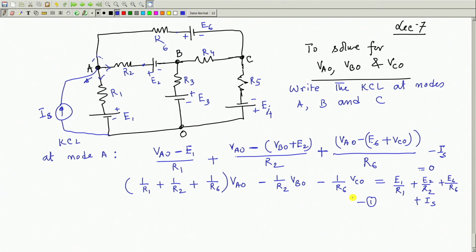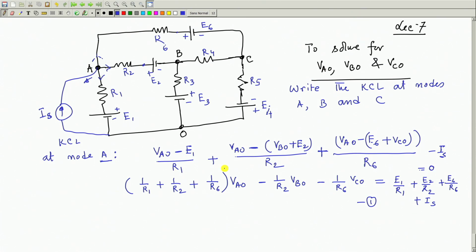Now, after writing down these equations, we see there is a pattern. If you are writing down the KCL at node A, the coefficient of VAO will be the sum of reciprocal of all the resistances connected at node A, that is 1 by R1 plus 1 by R2 plus 1 by R6, and in this branch there is no resistance, nothing is coming.